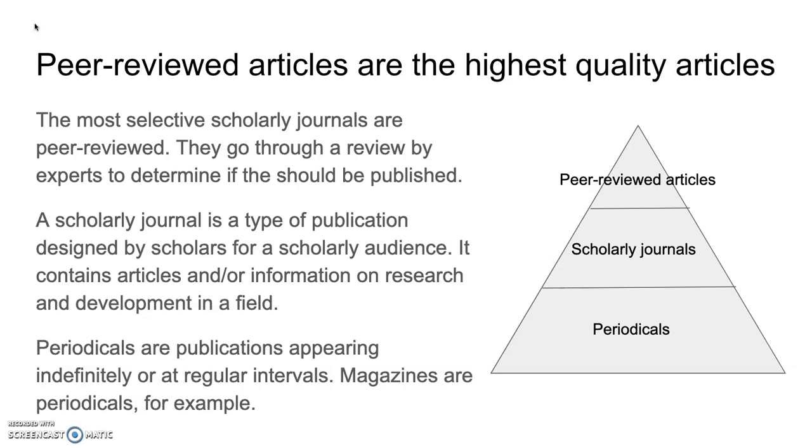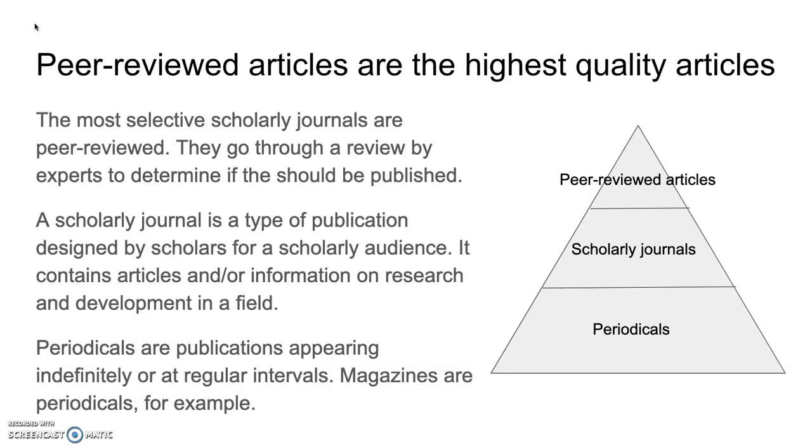If you take a quick look over at the pyramid on the right-hand side, you'll notice that peer-reviewed articles are at the top of the pyramid, followed by scholarly journals, and then periodicals make up the base. This is more or less showing you that peer-reviewed articles are at the very top of the types of articles that you may want to use in your research. They are the most vetted and the most research worthy types of articles that you can use. And we'll go over a little bit why this is.